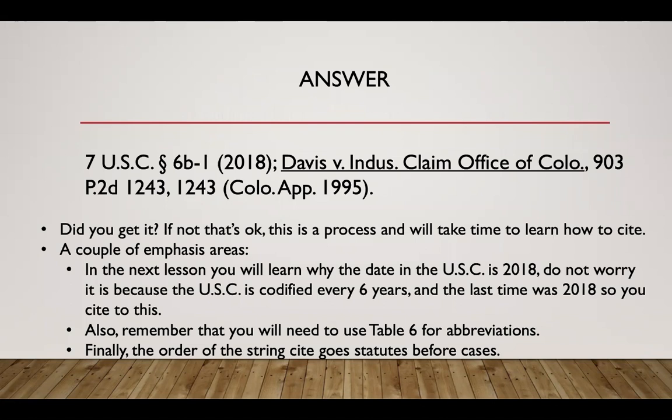In the next lesson, you will learn why the date in the USC is 2018. Don't worry if you didn't get it. It is because the USC is codified every 6 years, and the last time was in 2018. So you will cite to this. Also, remember that you will need to use Table 6 for abbreviations. Finally, the order of the string cite goes statutes before cases.